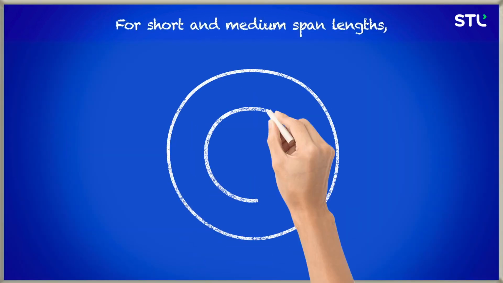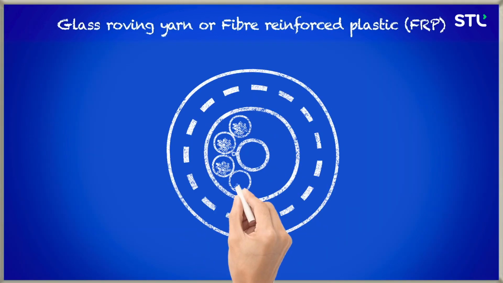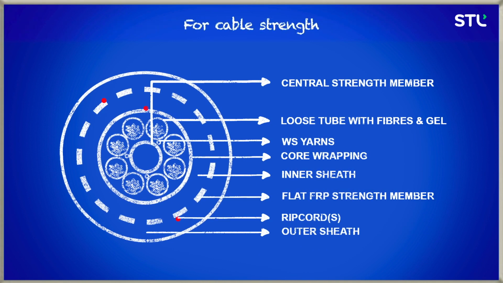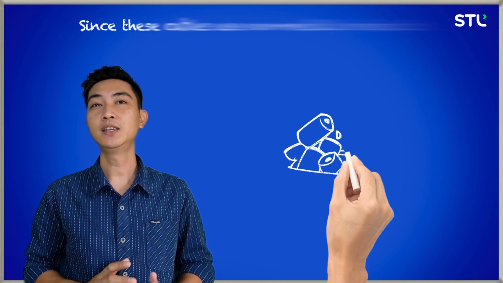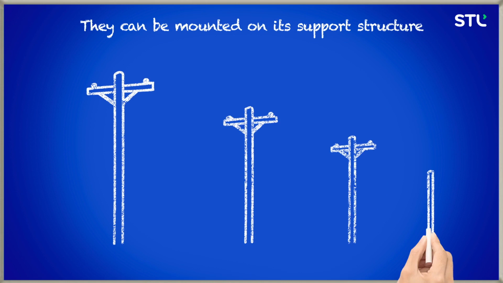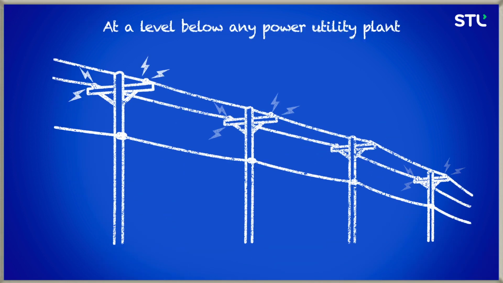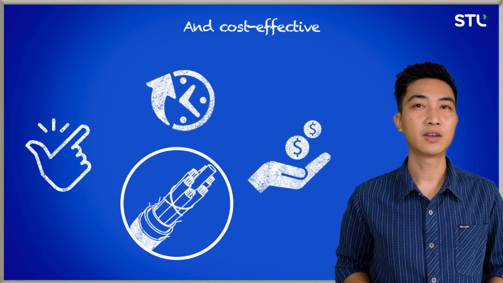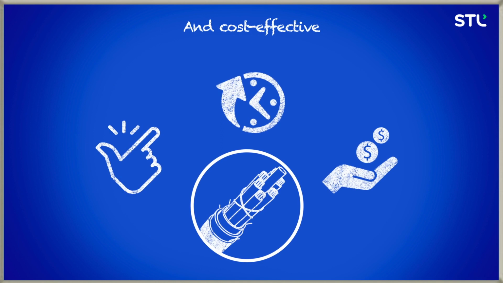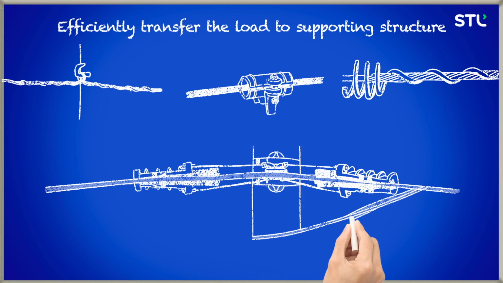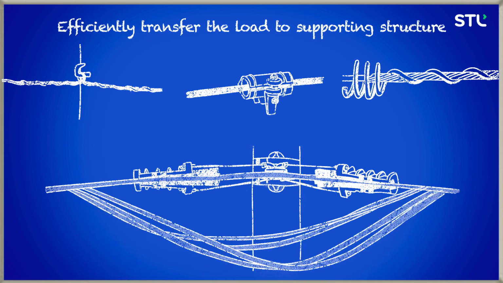For short and medium span lengths, glass roving yarn or fiber reinforced plastic can be used instead of aramid yarn for cable strength. Since these cables use non-metallic materials, they can be mounted on its supporting structure at a level below any power utility plant, hence making this installation simpler, faster, and cost-effective. With different hardware options, ADSS cables can efficiently transfer the load to its supporting structure.